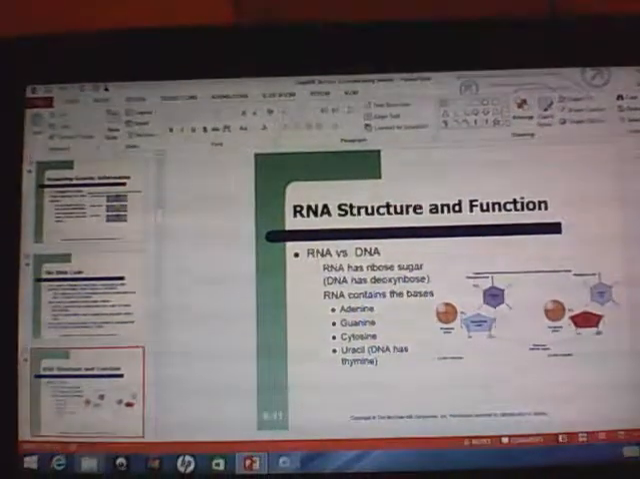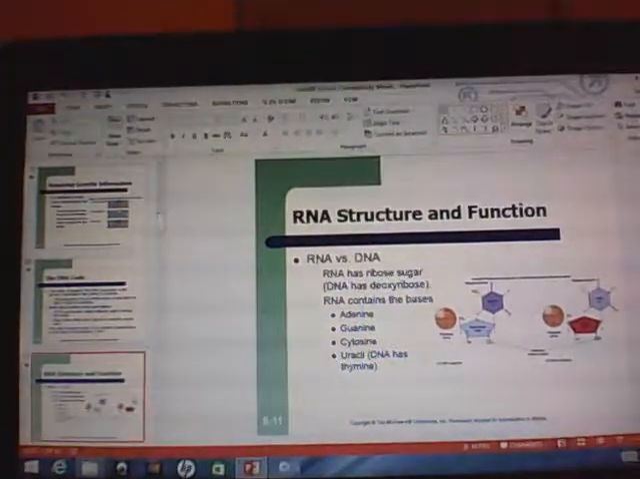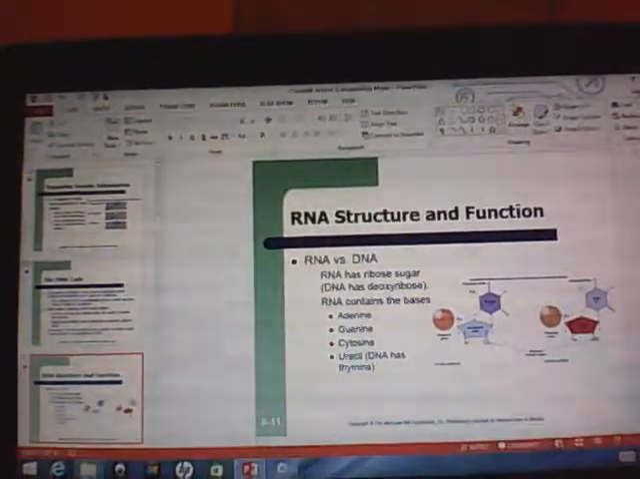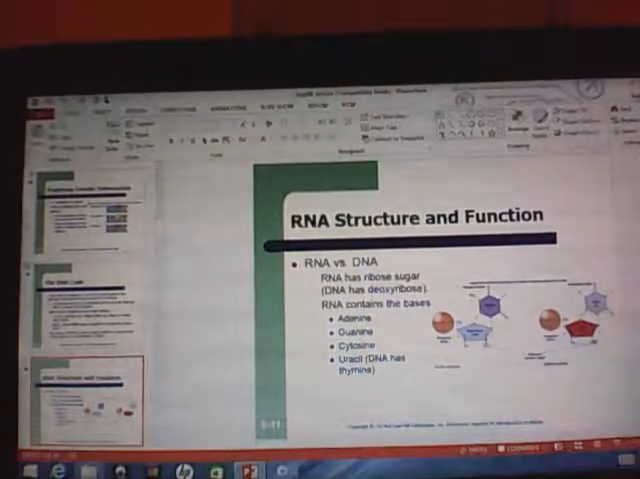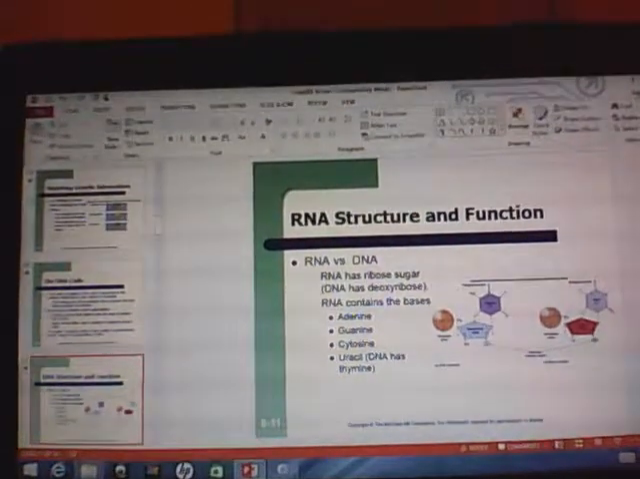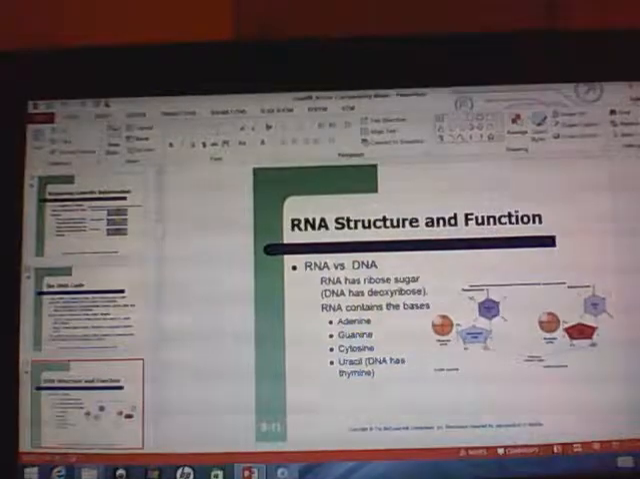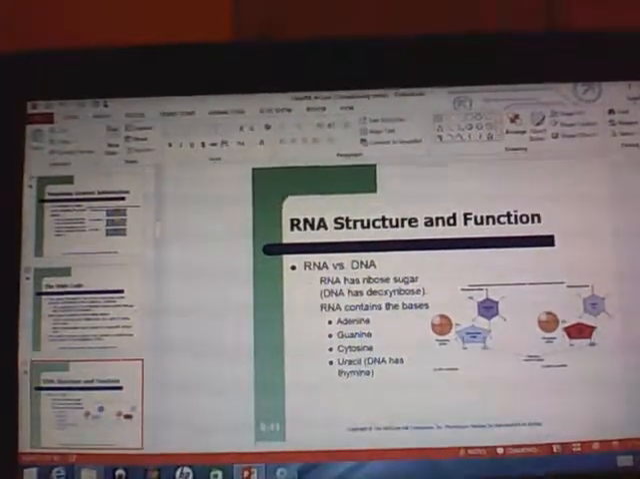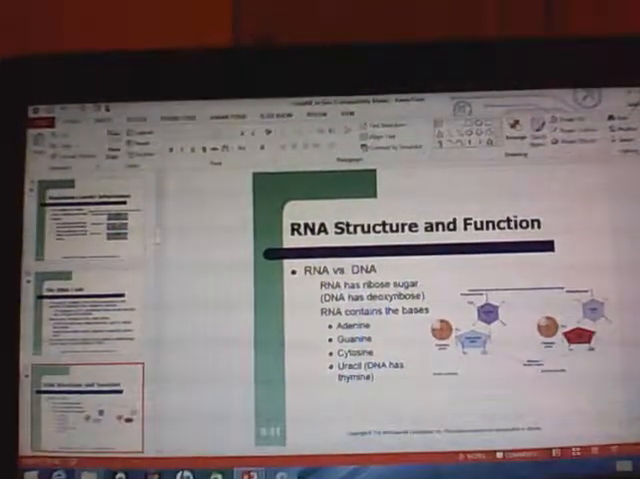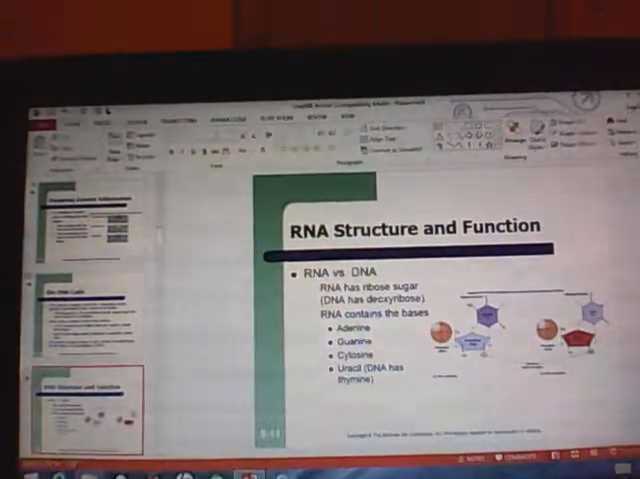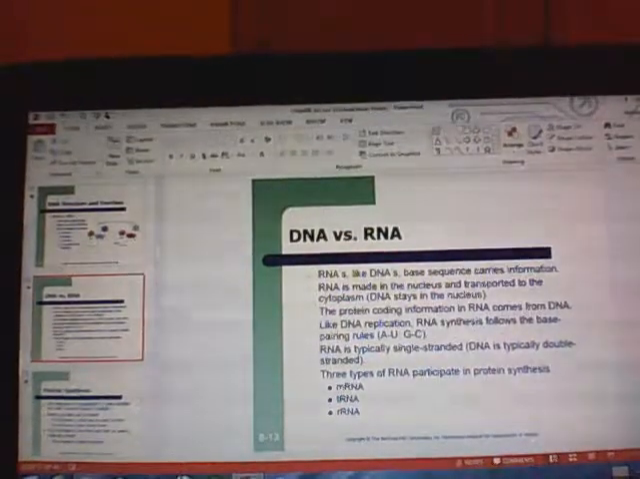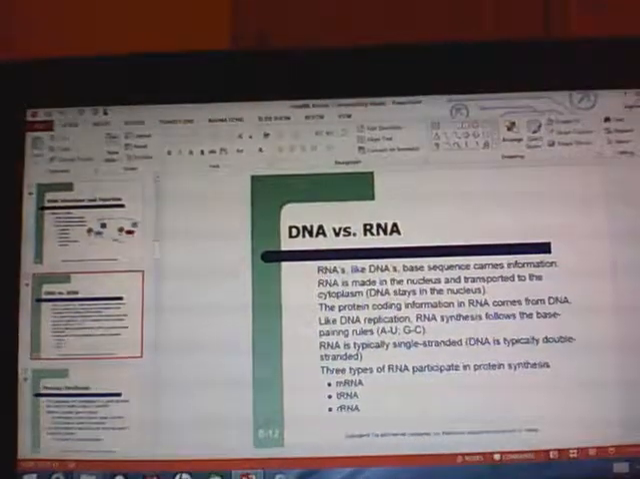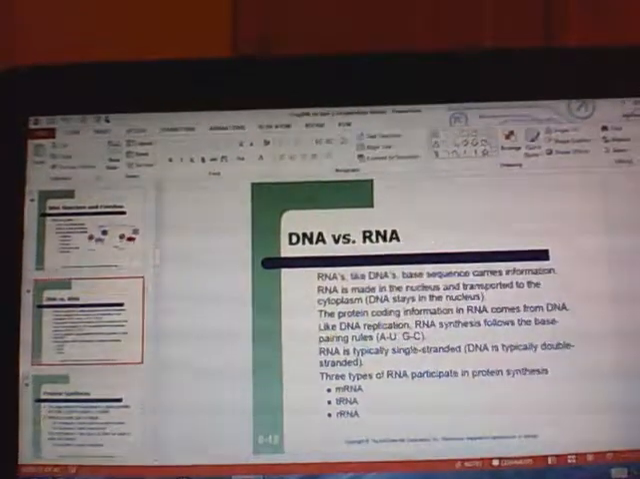RNA has, again, the sugar ribose. DNA has deoxyribose. And RNA contains the bases adenine, guanine, cytosine, and uracil. If you remember from previous lectures or from Science 100, DNA has thymine, RNA has uracil. So in DNA, A pairs with T, in RNA, A pairs with U. So there are 3 types of RNA. Remember, looking at the 3 bullets at the bottom, there's mRNA, tRNA, and rRNA.